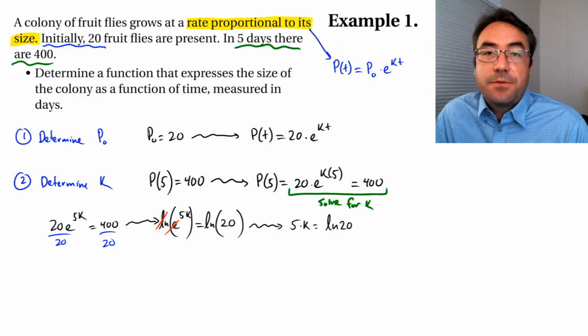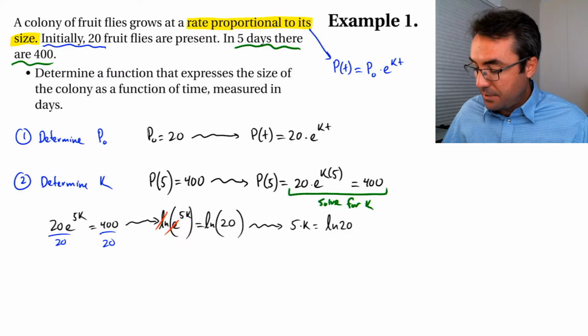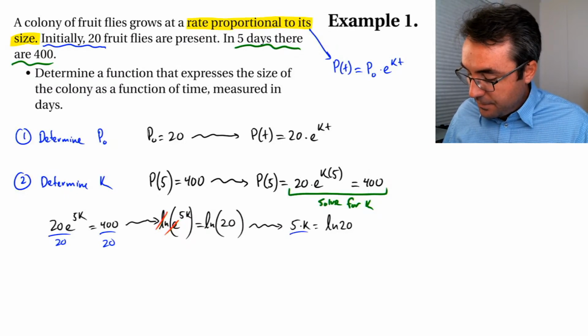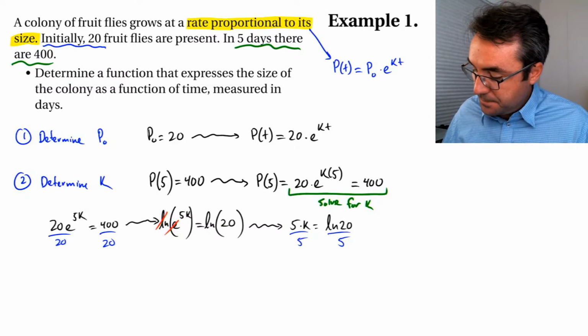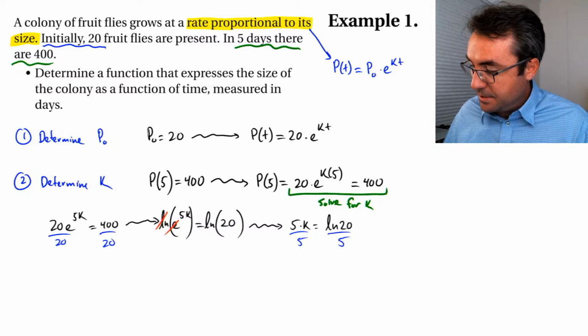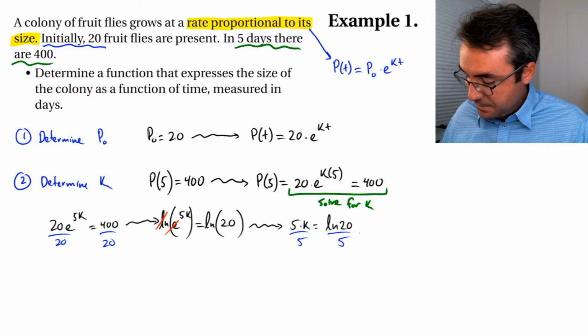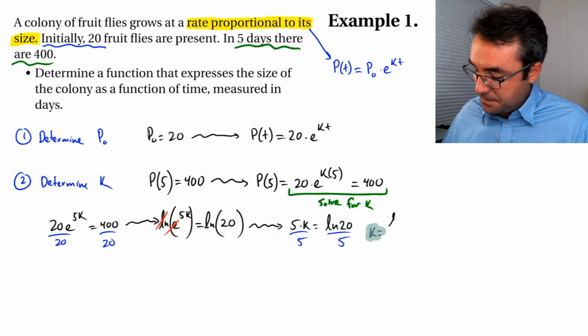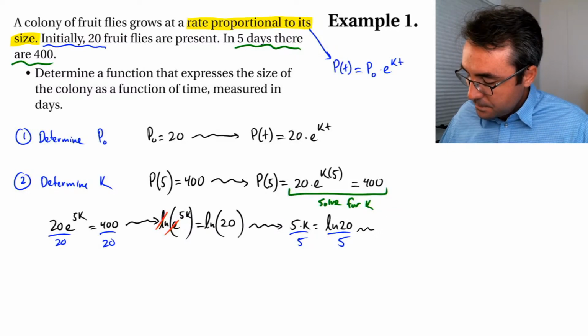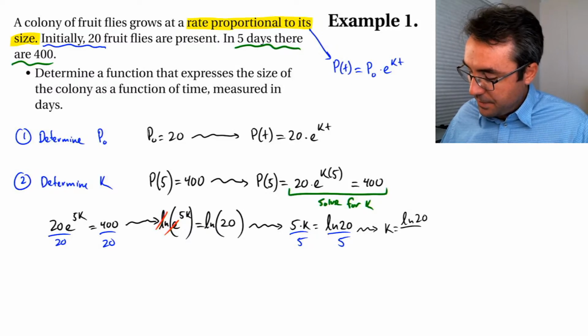So we get 5 times k is equal to the natural log of 20. And then we want to solve for k, so we divide both sides by 5. That gives us k is equal to the natural log of 20 divided by 5.